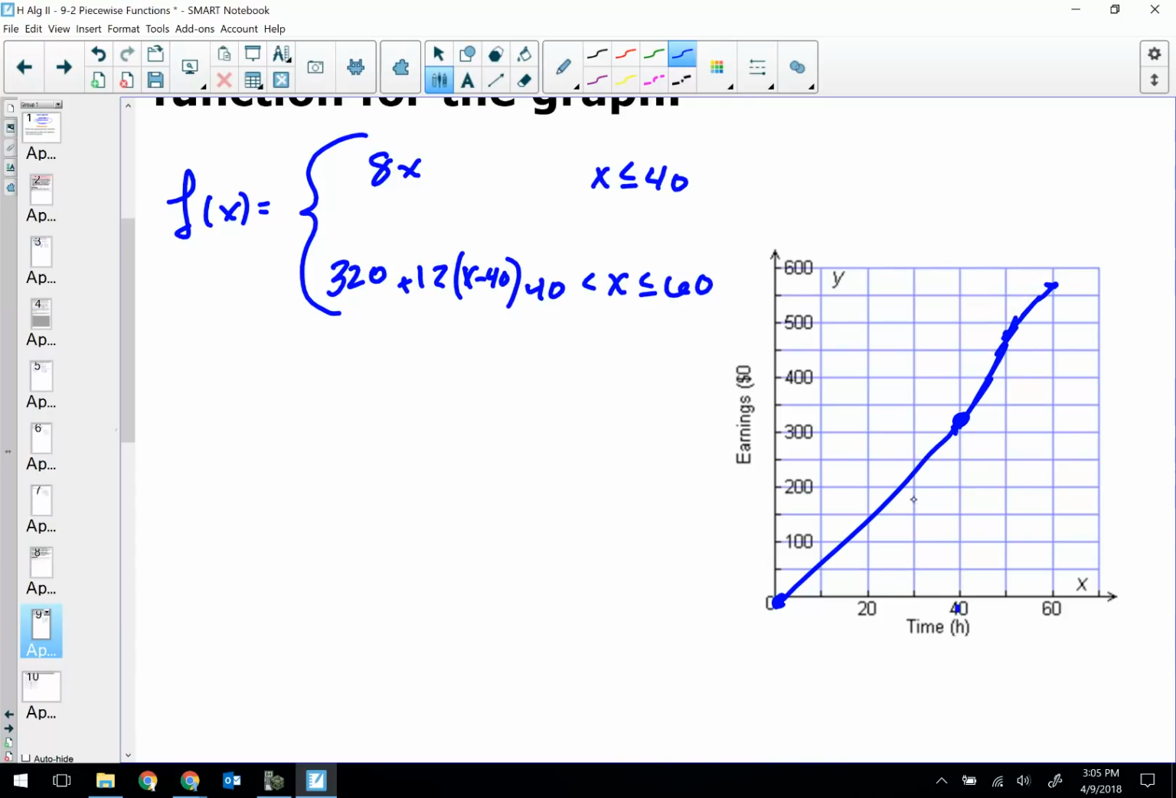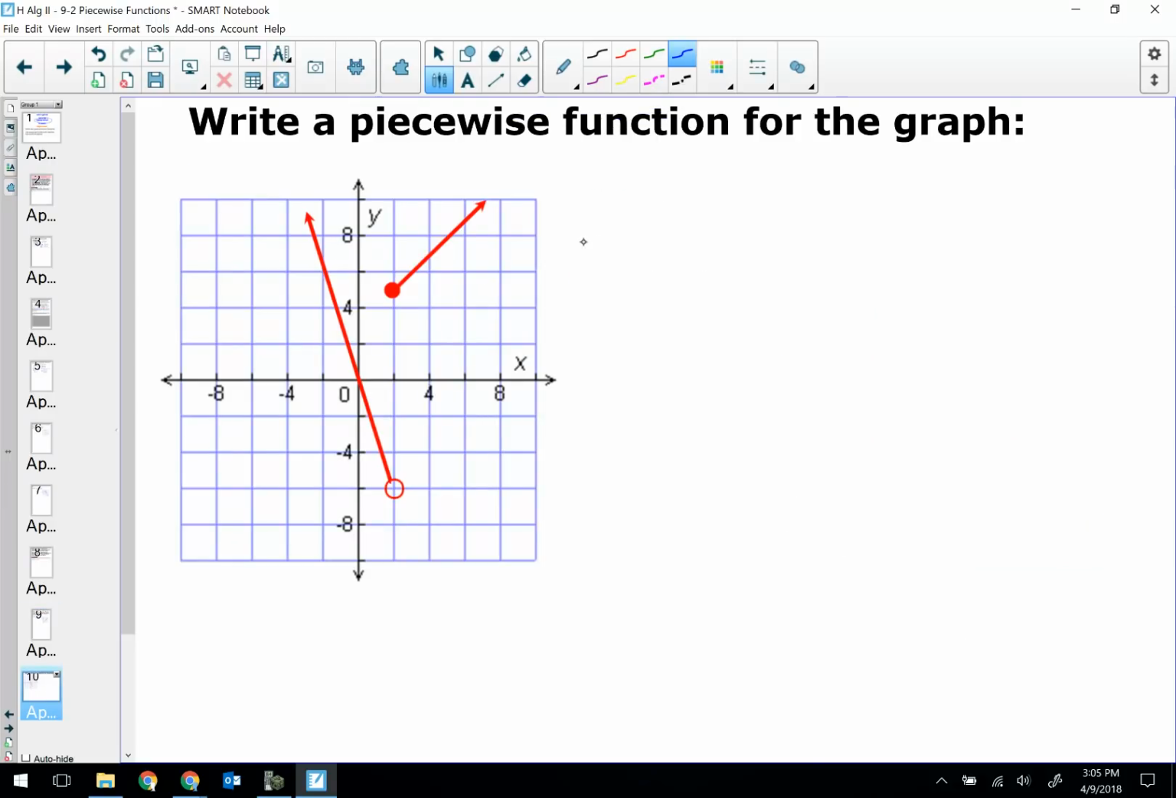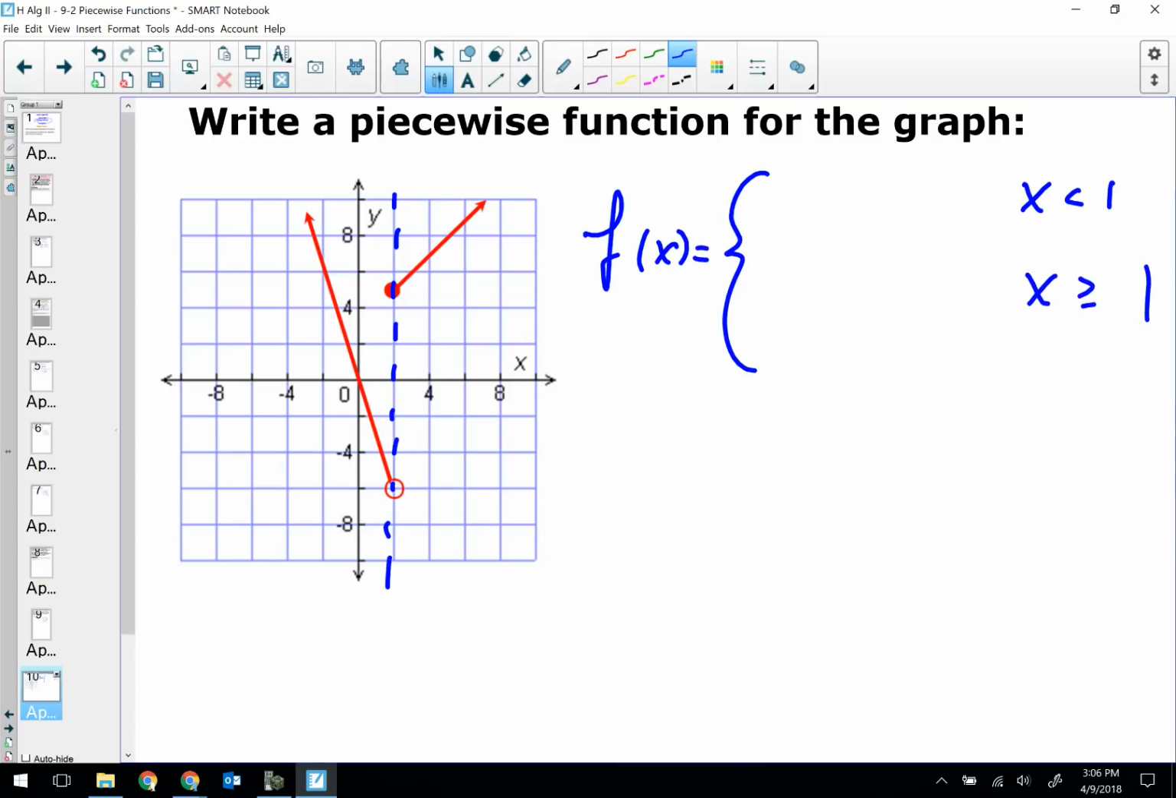All right, let's take a look here. Write the piecewise function. Pause and see if you can figure it out. This is the last one, so try if you can figure out that piecewise function. See where it's stopping. All right, so we got f of x is equal to. Okay, so where's my cutting off point? Here it is, 1. For x is less than 1, and then something for x is greater than or equal to 1, right? Because I have my closed circle there.